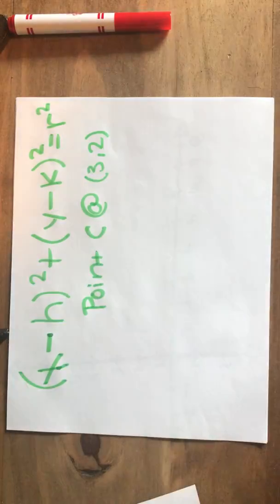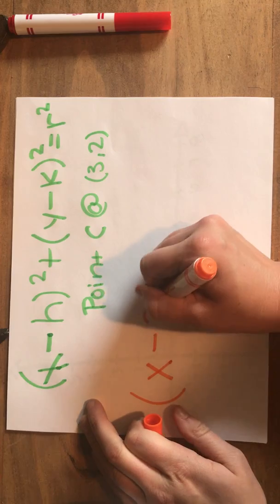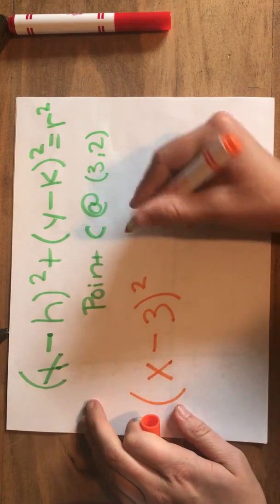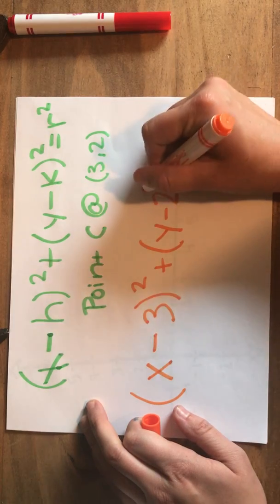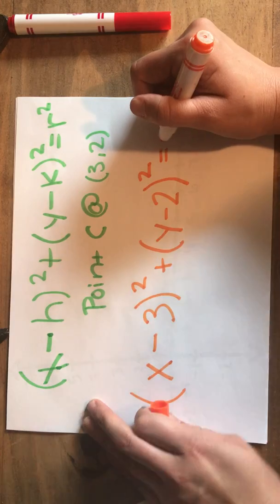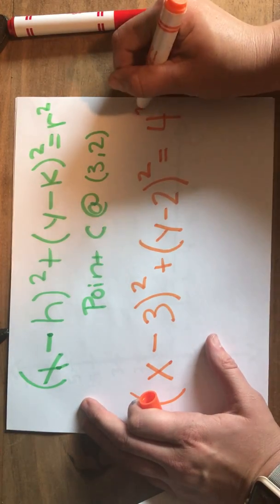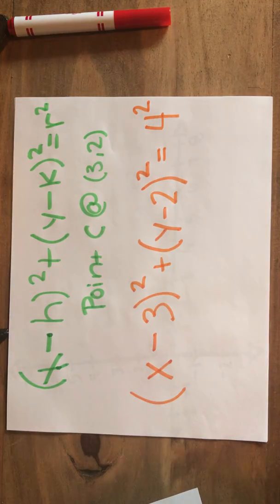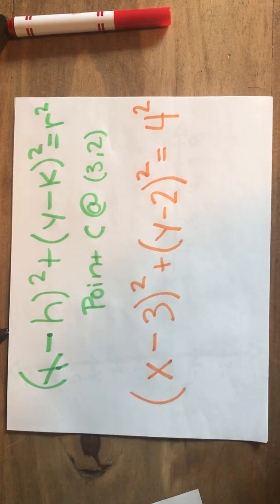So our final equation will be x minus 3 squared plus y minus 2 squared equals 4 squared. So now, in order to find additional points, you can take any additional point and plug it in.